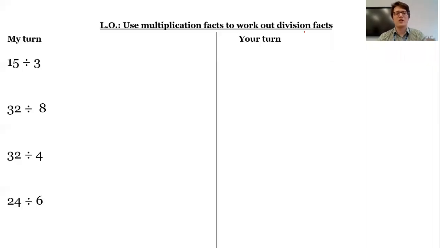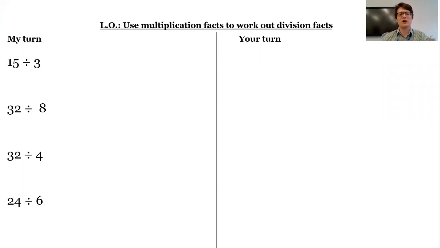Okay, today we're going to be looking at using multiplication facts to work out division facts. Now, if we look at something like 15 divided by 3, eventually we just want to know that straight away because it's going to make us really quick and confident mathematicians. However, we can also work it out using things that we know.